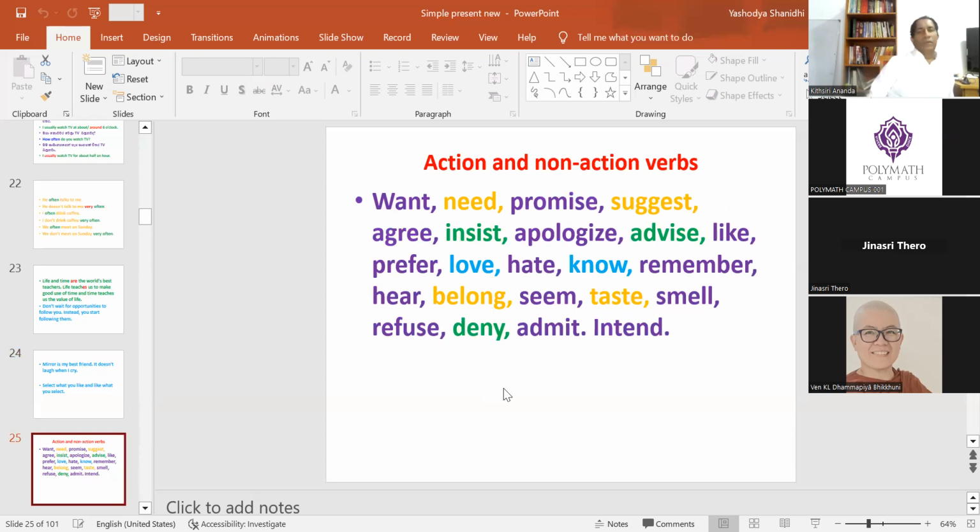And you know that verbs can be categorized into two different areas, like action and non-action. So this understanding also helps us to improve both our conversational and written English. Now you can see a simple list of common verbs that we commonly use. Want, need, promise, suggest, agree, insist, apologize, advise, like, prefer, love, hate, know, remember, hear, belong, seem, taste, smell, refuse, deny, admit, intend. Now we have to understand how we can categorize verbs into action and non-action, because that actually helps us to improve the correct use of the patterns related to tenses.